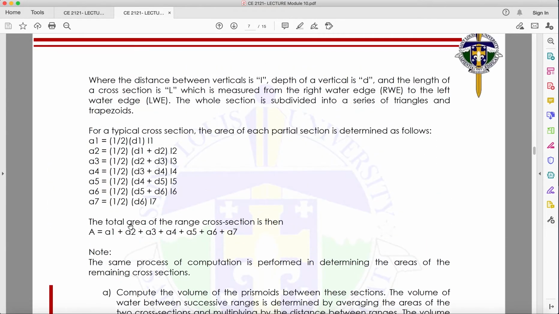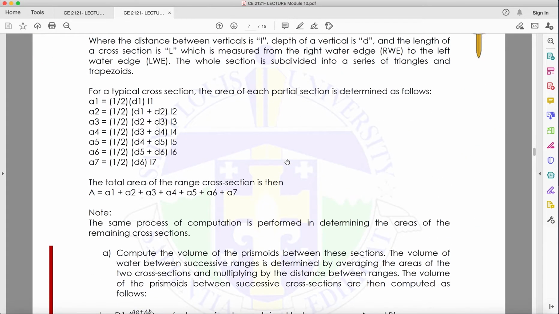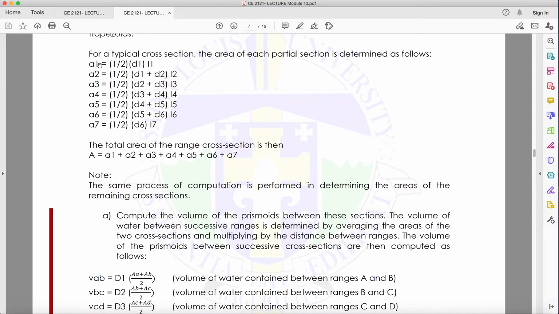I hope that when you see the picture, you know how to get the area, because this is just a triangle and this is just a trapezoid. So we get the individual areas, then we add them. That is the total cross-sectional area. So that's what was done: individual area, then add, then we get our total area.